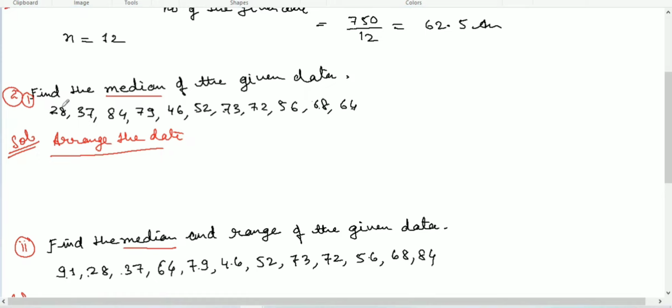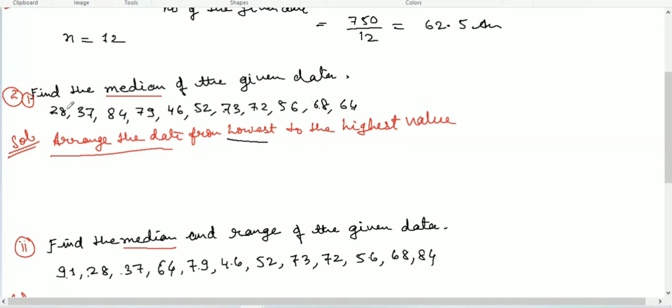So first question I have taken here, find the median of the given data, and the data are given here. So for the mean, there is no need to arrange the data, but for the median, be careful, always arrange the data first from lowest to the highest value. So let's arrange the data first here. Arranging means lowest to the highest.